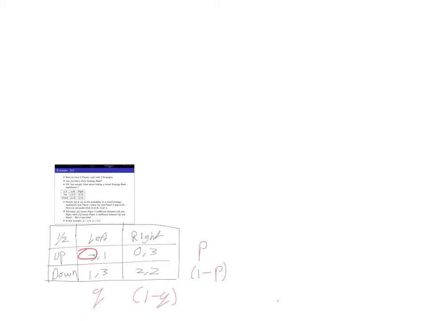Now we're going to go after P. What is P? P is the probability that player 1 plays up, which means we have to deal with player 2's expected utility.